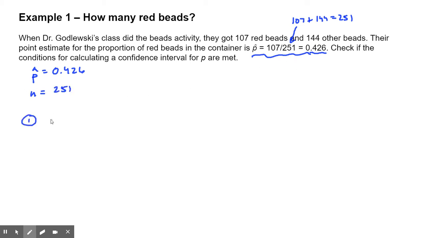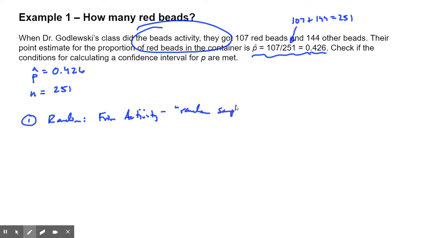So the first condition is the random condition. Is that met? Well, it doesn't say it in the problem, but in the activity it said to pick a random sample of beads. So we're going to put here: from activity, random sample of beads. And again, usually they would have something written in the problem. Okay, sorry about that.